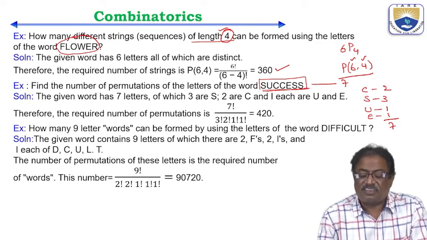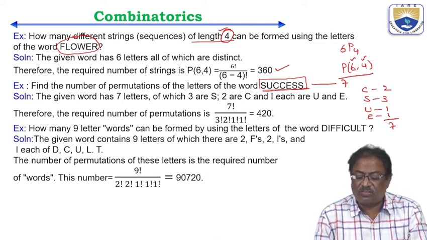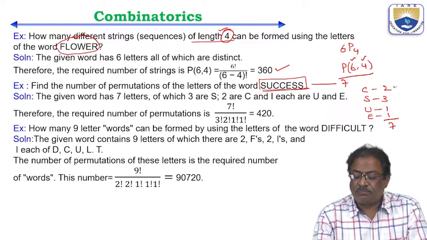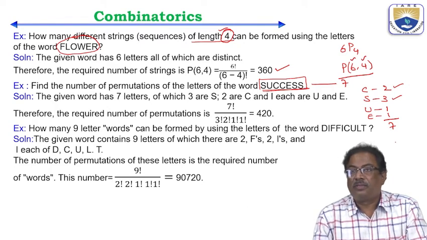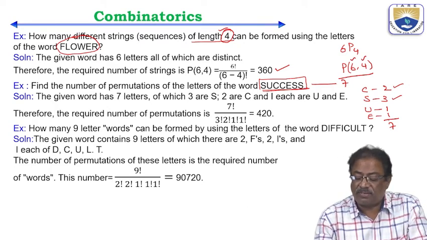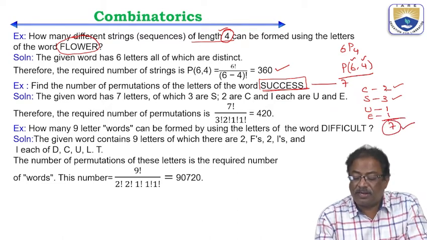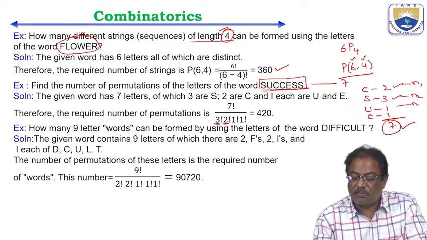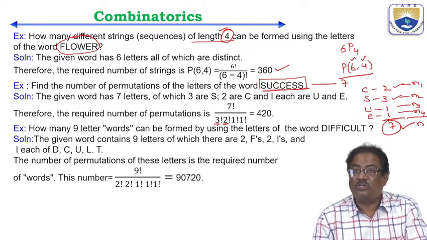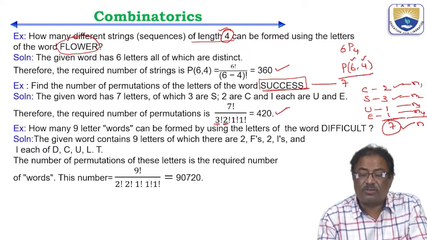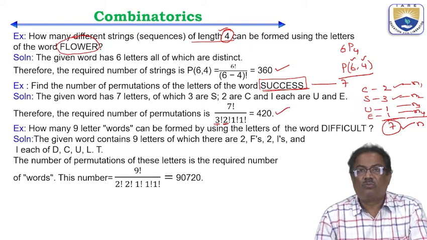So here in the word SUCCESS, the number of permutations of this word: C is repeated 2 times, S is 3 times, and of course U and E are 1 time each. Then the total number, n factorial, where n is the total number of letters, divided by the repeated letters, 2 factorial and 3 factorial. In general, if letters are repeated n1 times, n2 times, n3 times, n4 times, and so on, where n1 plus n2 plus n3 plus n4 and so on equals n. Subsequently you can get 420.